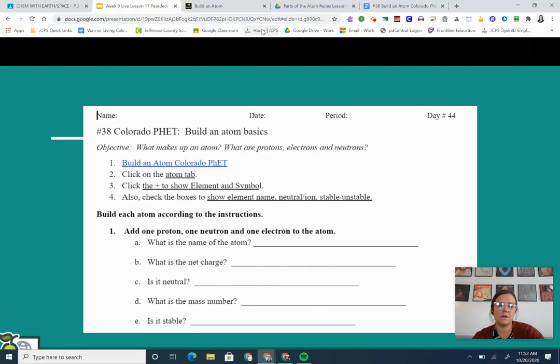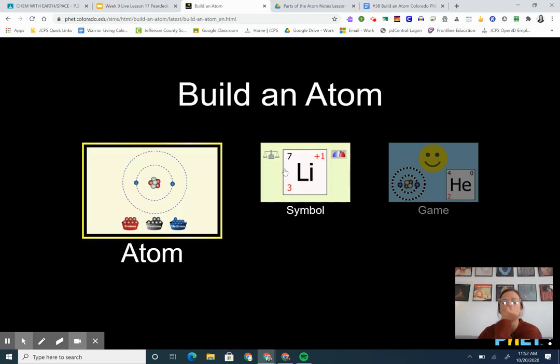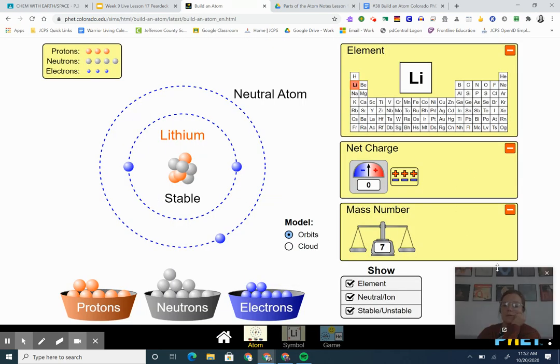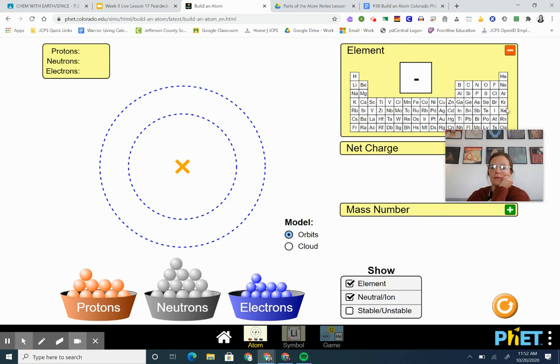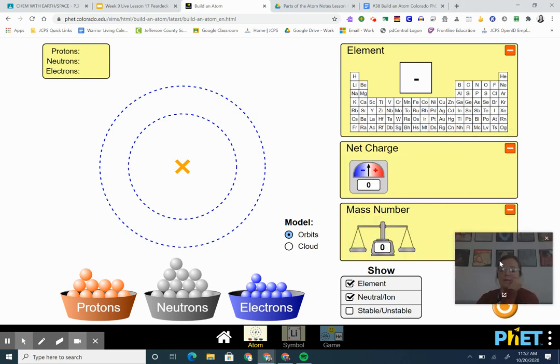Okay, so we are going to go to this PhET. We're going to open up the Atom tab, and you want to make sure that all of these tabs are open to provide you as much information as possible, as well as checking all of these boxes. Now, the first instruction says after you have all of these open so that you can see everything, you're going to make an atom with 1 proton, 1 neutron, and 1 electron.